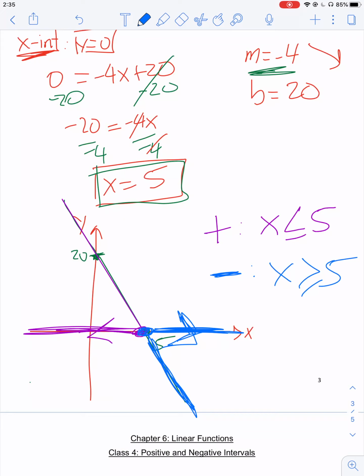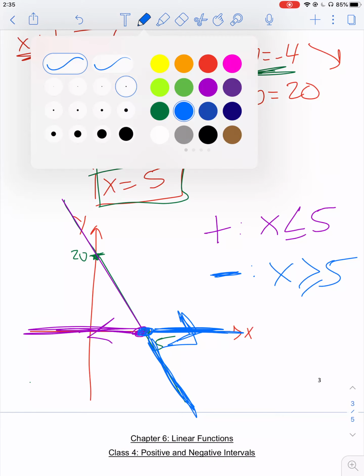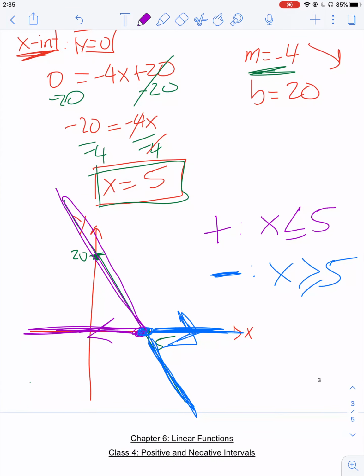I hope that is kind of making sense. So remember, positive means for which x values are my y values positive. So the answer will always be expressed in terms of x. In the graph, you look at your y values first, and then ask yourself for which x values are my y values positive. And then your answer will always be expressed in terms of x, not in terms of y. I hope this is kind of making sense.